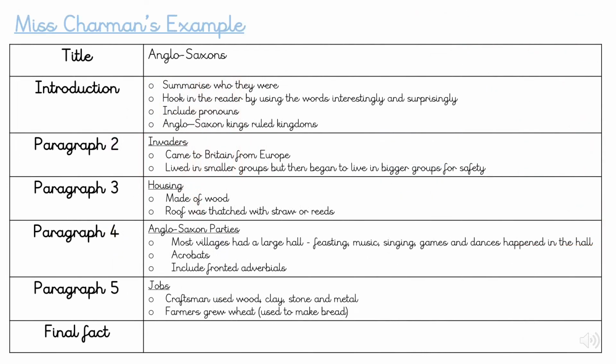You can choose how you lay out your plan, but I've put an example on the screen. I've used the boxing up method. This means I've drawn a table and I've put some brief ideas for each paragraph that I'm going to be writing. For example, my first paragraph is going to be about who the Anglo-Saxons were, and I'm hooking in the reader by using the words interestingly and surprisingly. I'm also going to include pronouns, so I've put that in my plan, and I've put some facts as well.